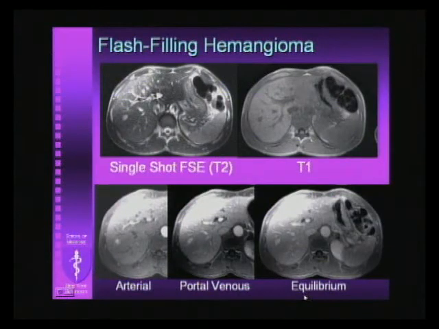Here's another example on the opposite end of the spectrum, a much smaller lesion, again, bright on T2 weighted acquisitions. In this case, in the arterial phase, it is uniformly enhancing. This is a flash filling hemangioma. And the way to distinguish this from other arterial enhancing lesions is the fact that it persists, it holds on to the contrast through the equilibrium phase.